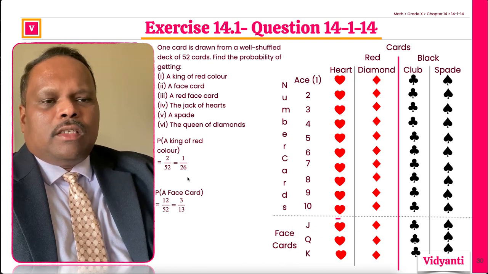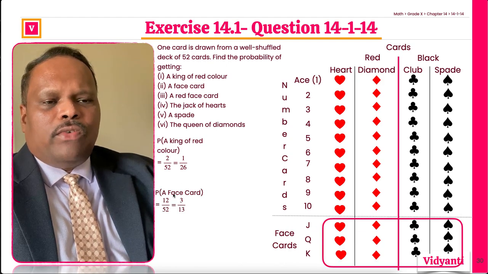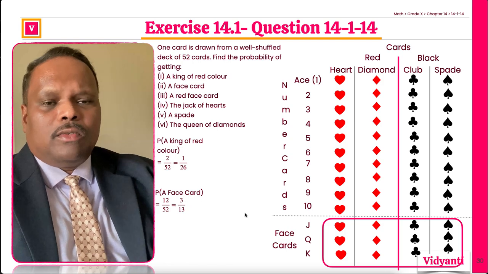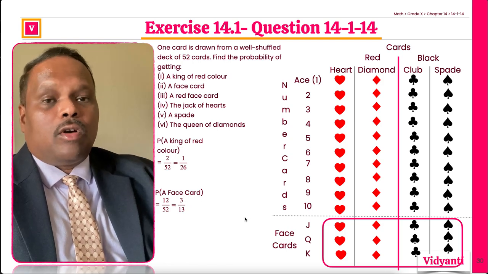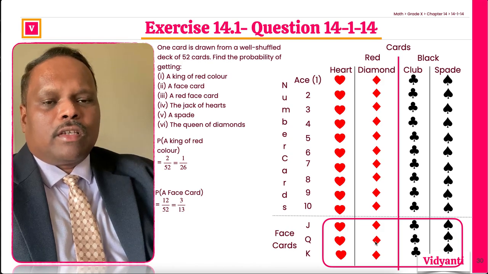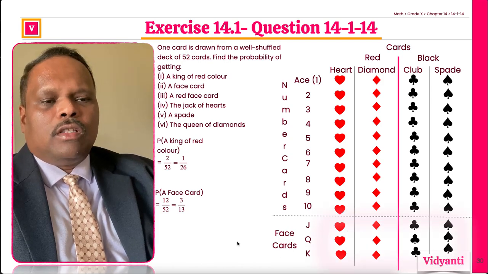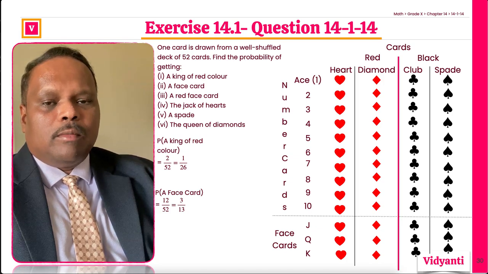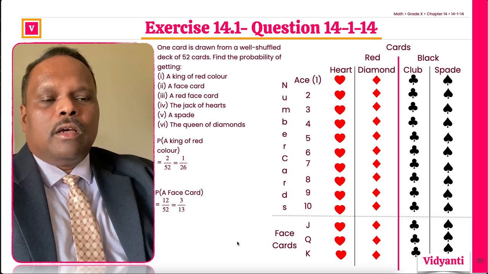Second one is face card. Now face card, they haven't mentioned color, so it can be red face card or it can be black face card. It can be any suit, that doesn't matter. They are not specific in that aspect. So face cards, there are altogether 12 face cards, 3 times 4. On simplification 12 by 52 will be simplified as 3 upon 13.